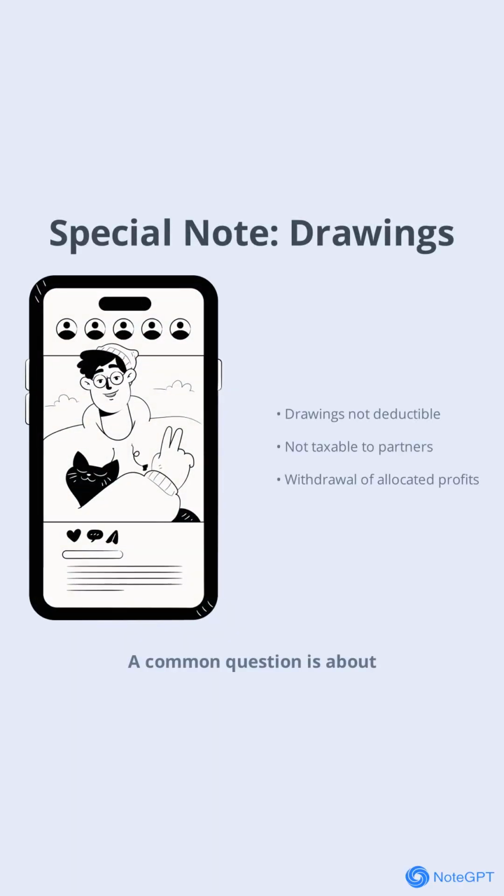A common question is about drawings, which are withdrawals by partners during the year. It's important to know that drawings are not deductible at the partnership level, nor are they taxable to the partners. Drawings simply represent a withdrawal of profits that have already been allocated. This distinction helps avoid confusion when reviewing partnership accounts and tax obligations.